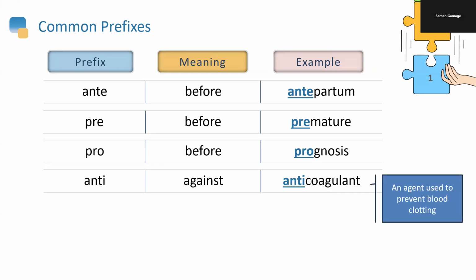Anti, A-N-T-I, means against. Please note the difference of the two. Ante, A-N-T-E, is before; anti, A-N-T-I, is against. Anticoagulant, an agent used to prevent blood clotting. As you know, blood, when drawn out of the body, can clot easily. And this is due to the coagulation factors in the blood. Anticoagulant is an agent used to prevent blood clotting. It's a chemical compound.